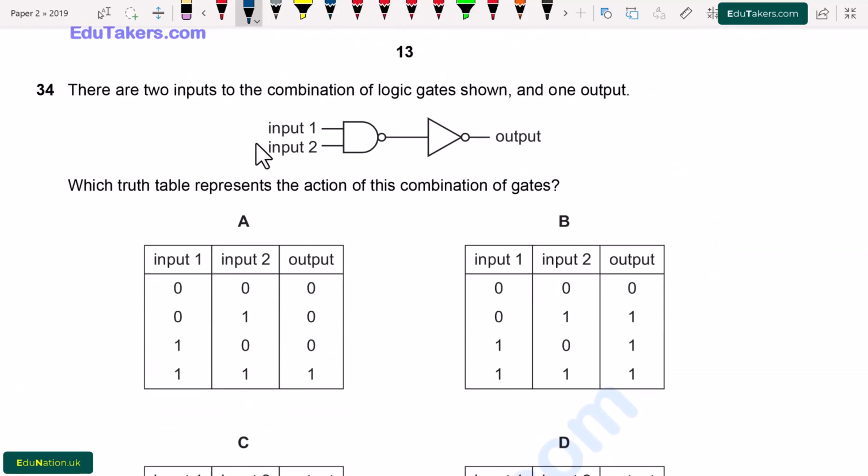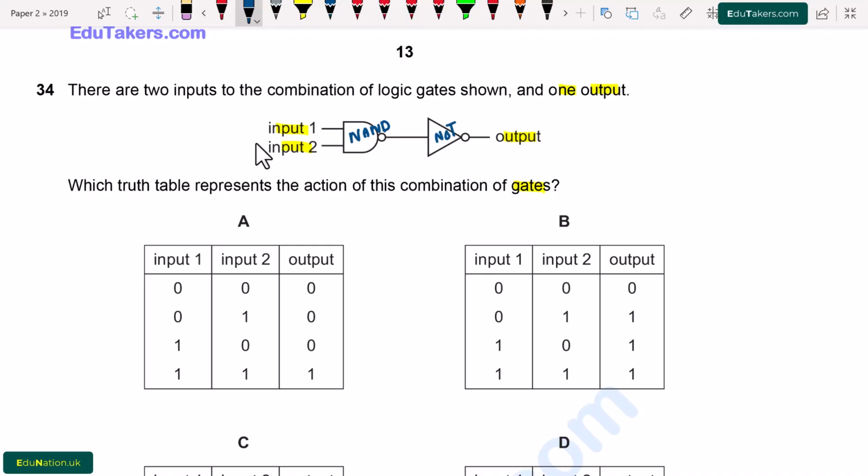Question number 34. There are two inputs to the combination of logic gates shown and one output. Input 1 and input 2, and there is a single output. Which truth table represents the action of this combination of gates? So first of all, in this diagram we can see that this gate is a NAND gate and this is a NOT gate.